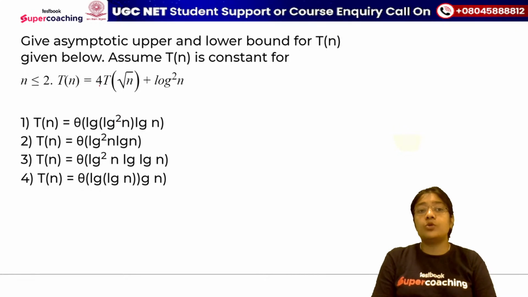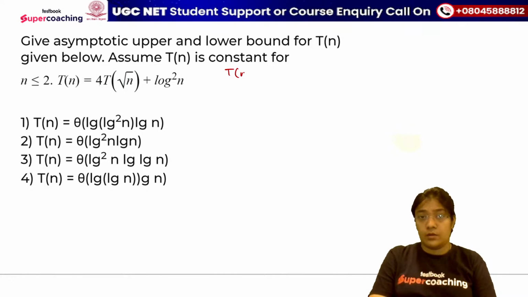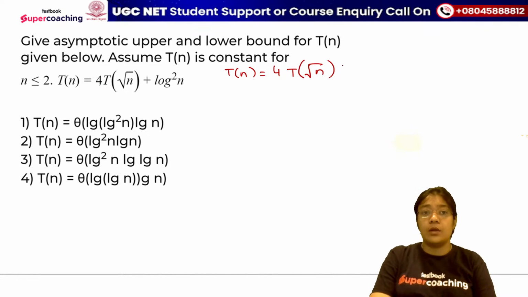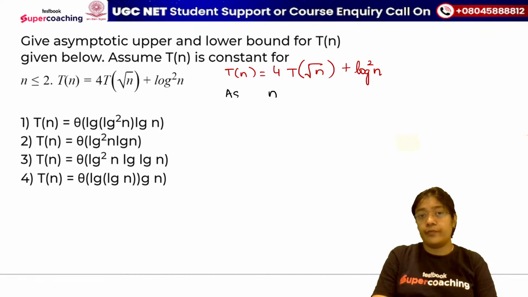T of n is equal to 4t root n plus log n square. रूट वाले क्वेश्चन में तरीका क्या बताया है? Convert this to the format of the Master's theorem and then apply the Master's theorem. So here I'll assume that n is equal to 2 raised to power m. So this means that m is equal to log n.